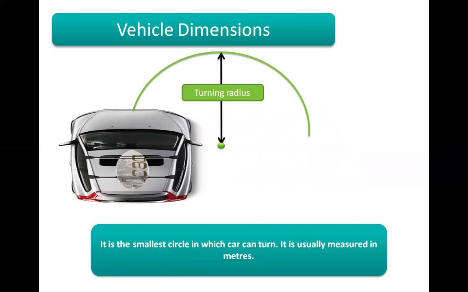Then turning radius. Turning radius, if you see, is the smallest circle in which a car can turn. It is usually measured in meters. The picture shown is making it clear about the turning radius. So again, it is one of the technical specifications, that is vehicle dimension, that is turning radius. It is usually measured in terms of meters.